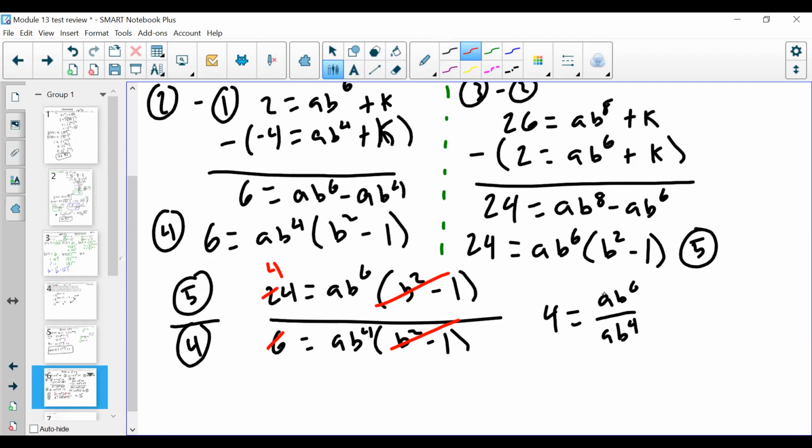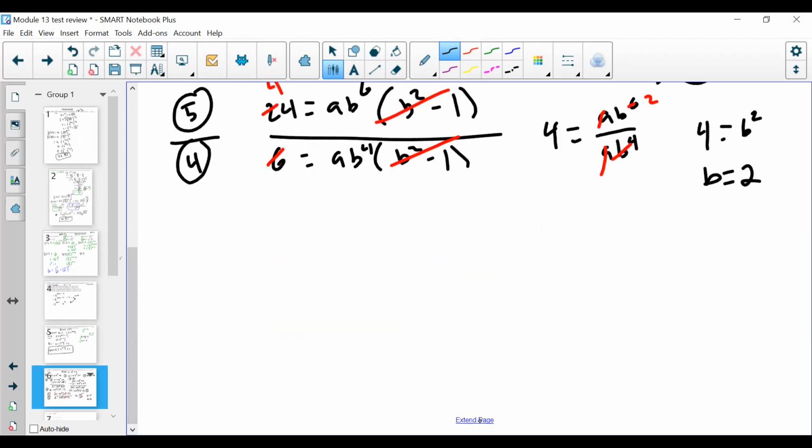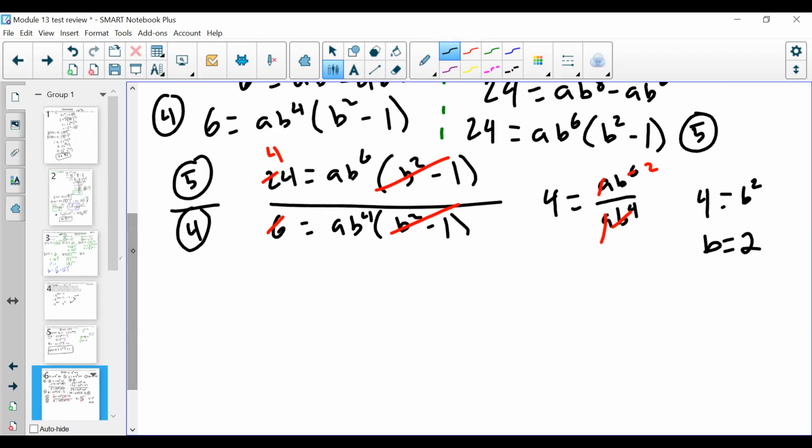Well, then from here, the a's cancel out. The b to the 4th goes away, and I'm left with b squared on the top. So I'm left with 4 equals b squared, or b equals positive 2. And it's only going to be positive 2, because a base can only be positive. You don't want a negative base, so your b can only be positive. That's why we're not putting a plus or minus. It'll just be positive 2.